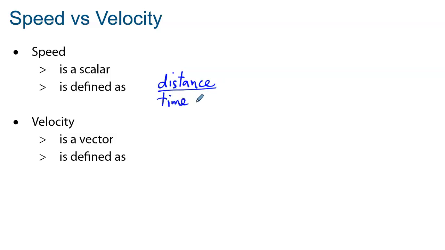Alright, so since we know that the distance can only increase and be positive, then the same will be true for the speed. We will know that the speed will always be a positive quantity. Velocity, however, is a vector, and instead of defining it from the distance, we'll be defining it from the displacement. So when we'll be looking at the velocity, we will be looking at the displacement over the time interval.